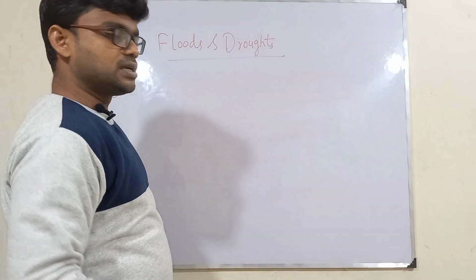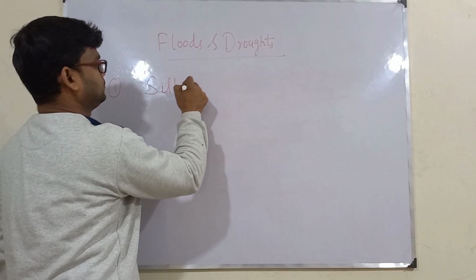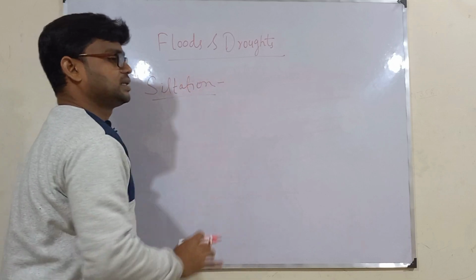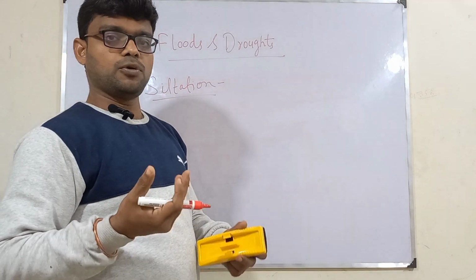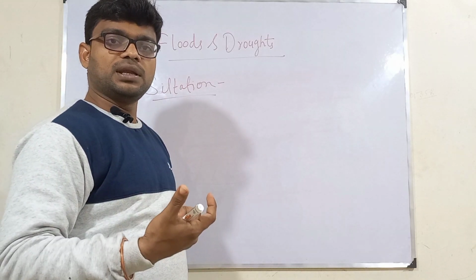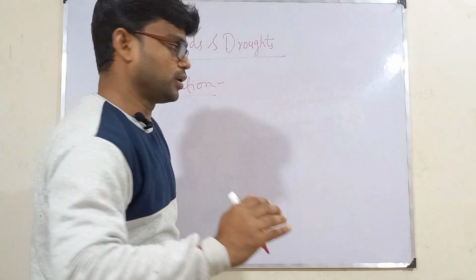The second reason is siltation. Now, what do you mean by this term siltation? Siltation refers to deposition of silts or sediments on the riverbed. And what do you mean by riverbed? Riverbed means the area or the plain over which the river is flowing.